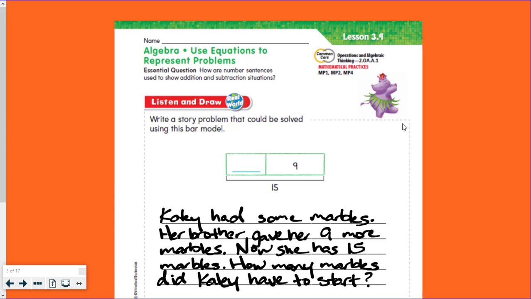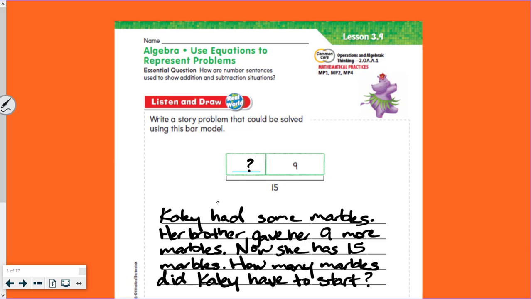All right, so what I came up with for this bar model, right, because there's a missing number, so we know there's a whole and then a part and then we have this missing part. So what I wrote was Kaylee had some marbles, right, this is the sum. Her brother gave her 9 more marbles. So she had some, her brother gives her 9 more, now she has 15. How many marbles did Kaylee have to start?